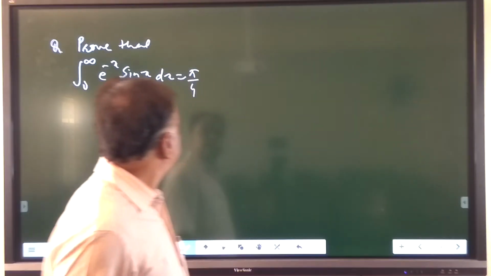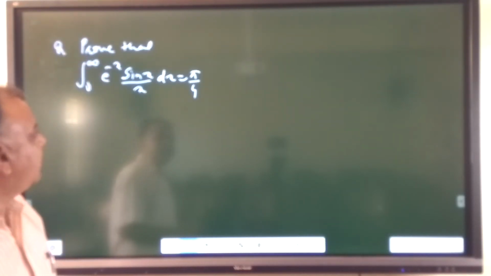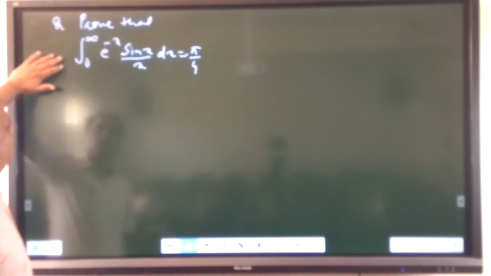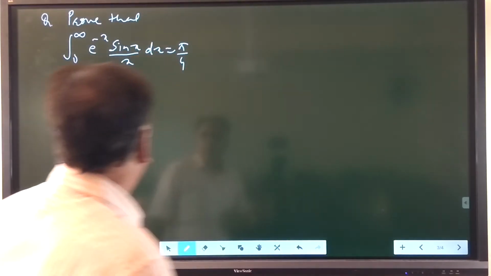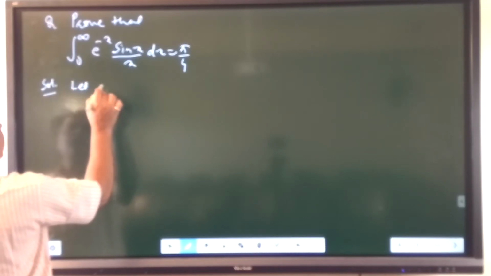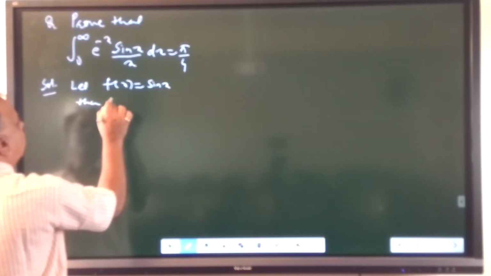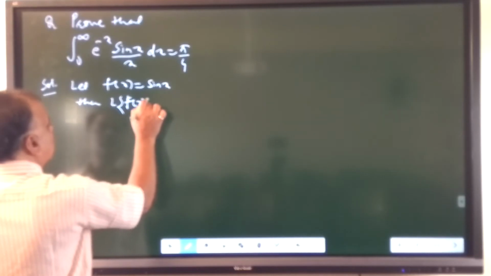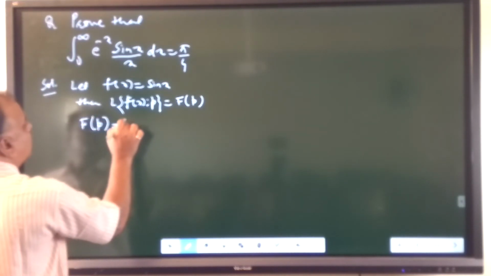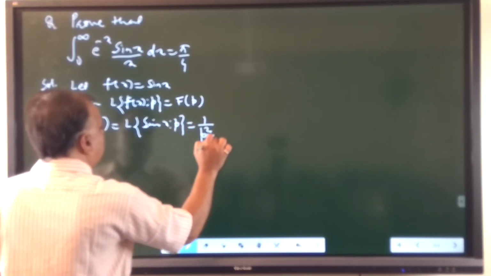In another problem, we have to prove that the integral from 0 to infinity of e raised to minus x sin x upon x dx is equal to pi by 4. Here we also apply some results of the Laplace transformation. First, we let f of x equal sin x. Then the Laplace transformation of f of x is f of p, which is the Laplace transformation of sin x with respect to p, and this is equal to 1 upon p square plus 1.